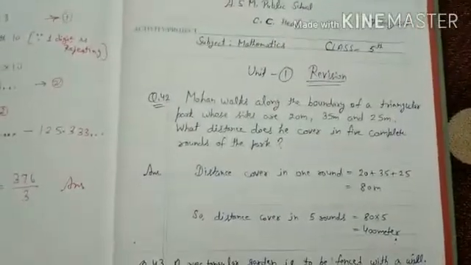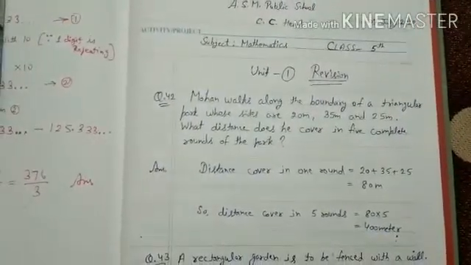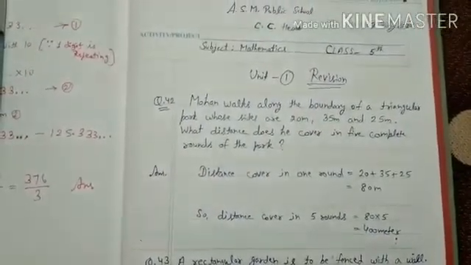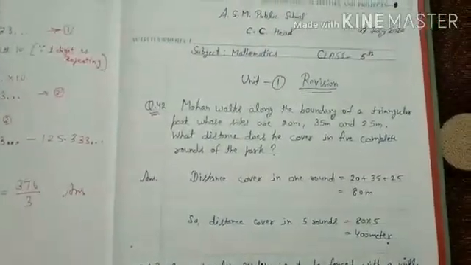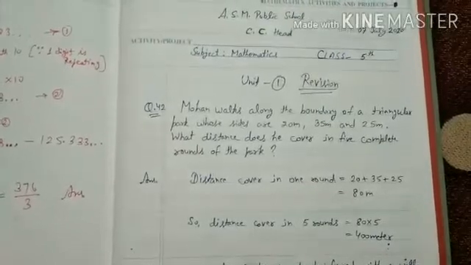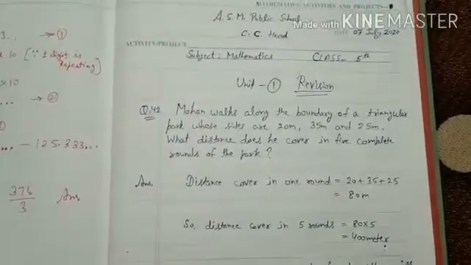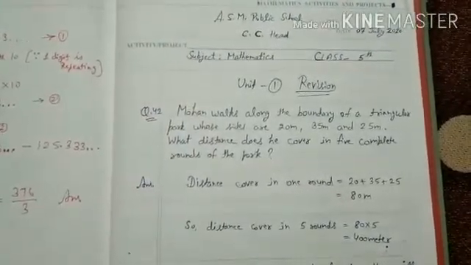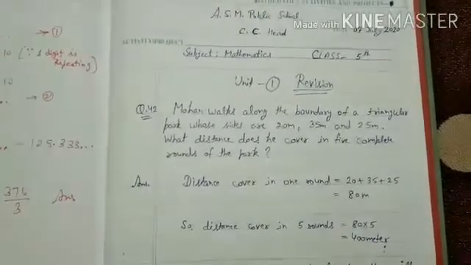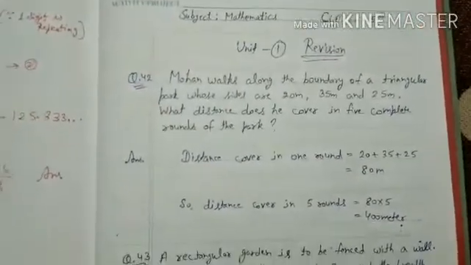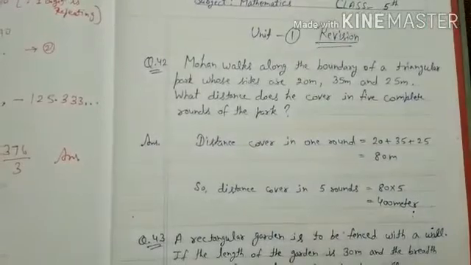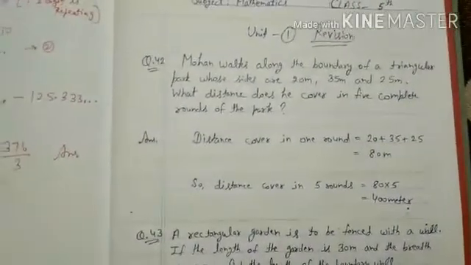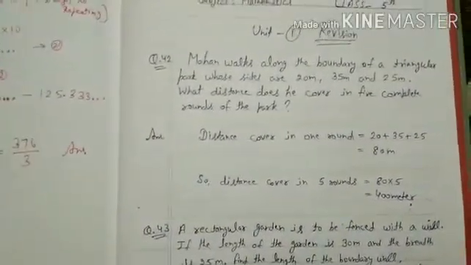So students, in this problem we have to find the length of 5 rounds, but for that first we find the distance of one round. For one round of the triangular boundary, we have to add the lengths of the sides, and the lengths are 20, 35 and 25, and their sum is 80. So in 5 rounds we need to multiply 80 by 5 and your answer is 400 meter. Let's go for the next problem.